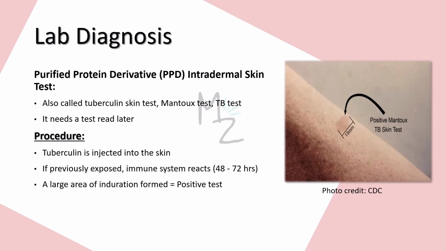Okay, why does it need that? Because we inject something into the skin and after a day we look at that and make our diagnosis. So that's why it needs a test read later. What's its procedure? Tuberculin is injected into the skin. If the person was previously exposed, the immune system reacts within 48 to 72 hours, and a large area of induration is formed. And this is how the induration area looks, kind of red and circular. Then we can say this is a positive test. This is about 15 mm, and this is the positive Mantoux TB skin test.